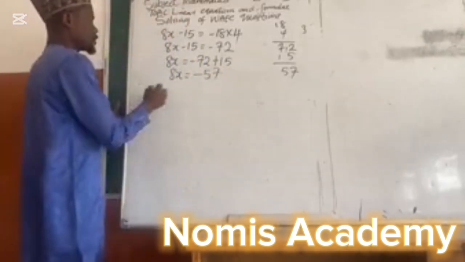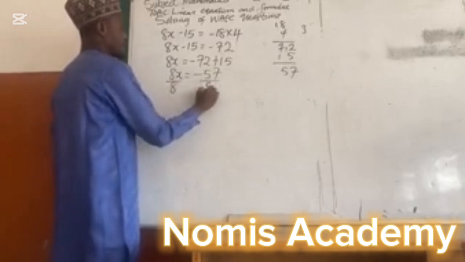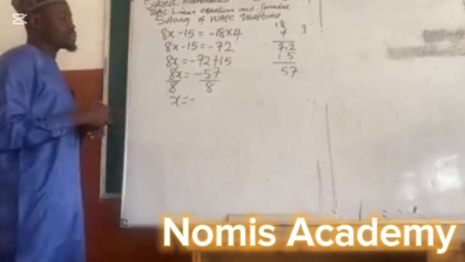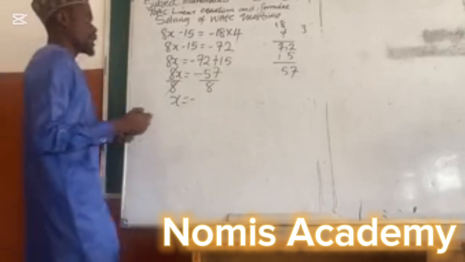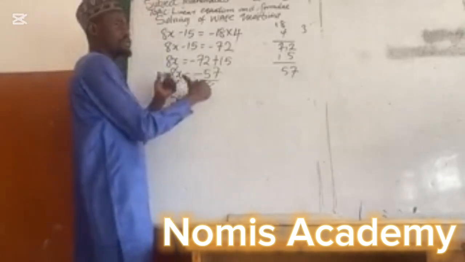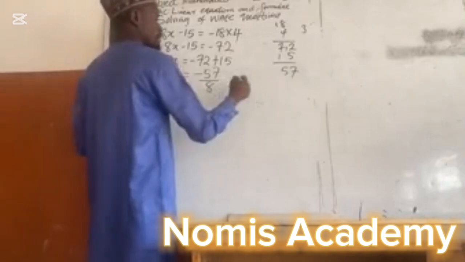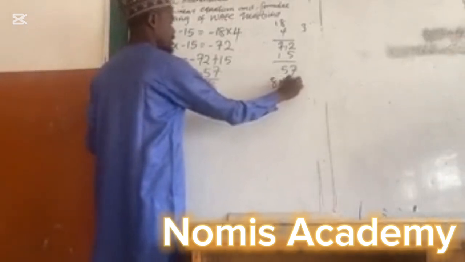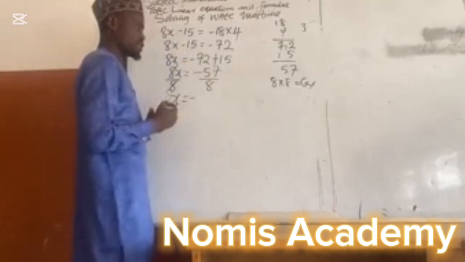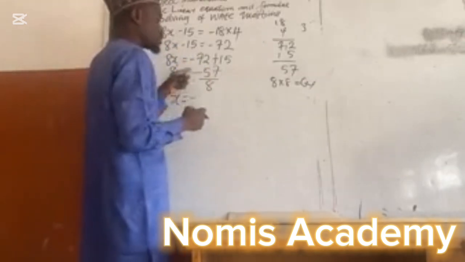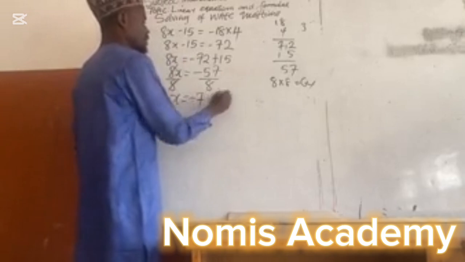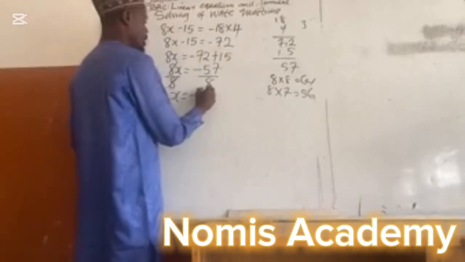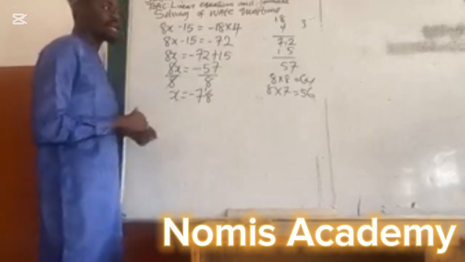So, divide both sides by what? 8 by 8. 8 divided by 8, we have x equals to minus 57 over 8. And you can actually express this in the lowest term. You have to find out how many 8s we can find in 57. 8 times 8 is 64, which is too much, which means 8 can go in 7 times, because 8 times 7 is 56, which means we end up with minus 7 and 1 over 8 as the final answer.